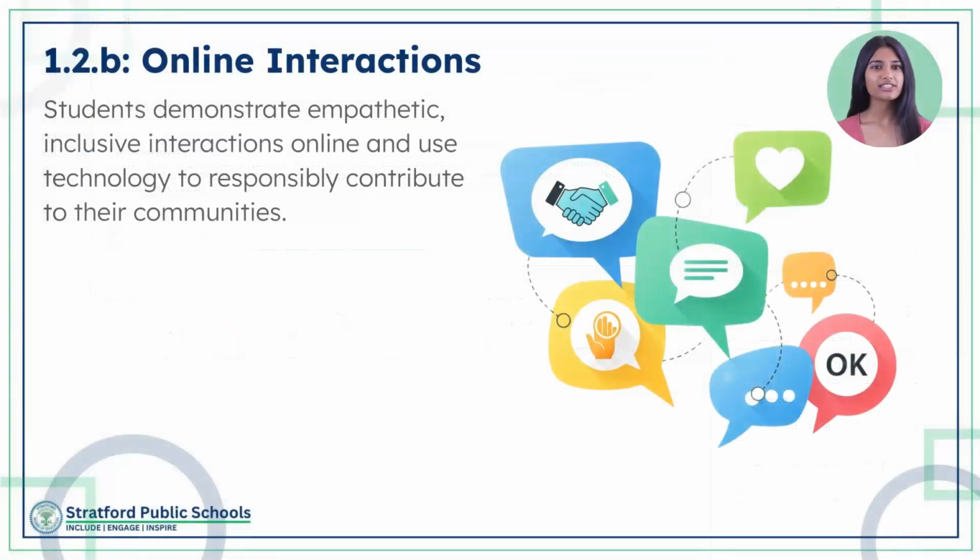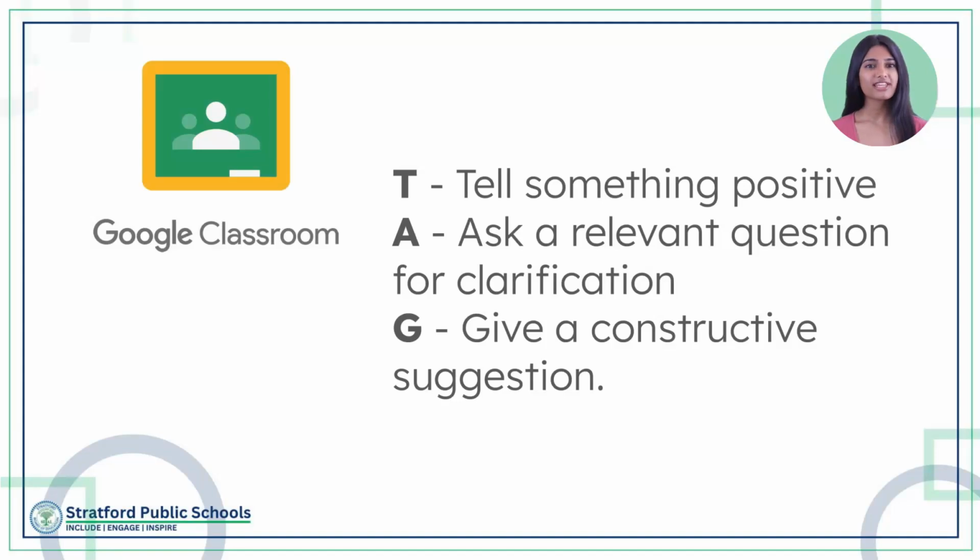Our next indicator is 1.2b, online interactions. This is about helping students build their skills in respectful communication. It's about teaching them how to organize their thoughts and language to ensure they are empathetic and inclusive when they interact with others online. This can be as simple as helping them craft respectful critique or as complex as engaging in global collaborative projects. To ensure empathetic, inclusive interactions, we'll build directly on the Google Classroom questions feature we used for the digital footprint discussion.